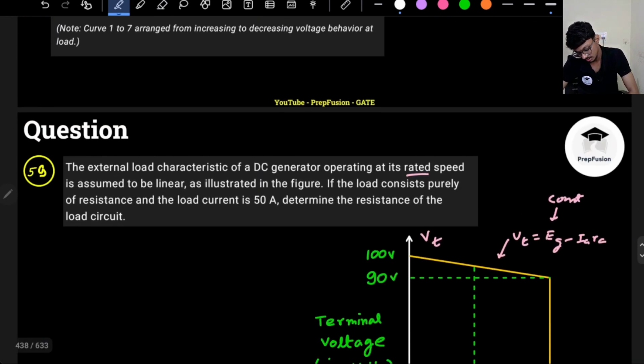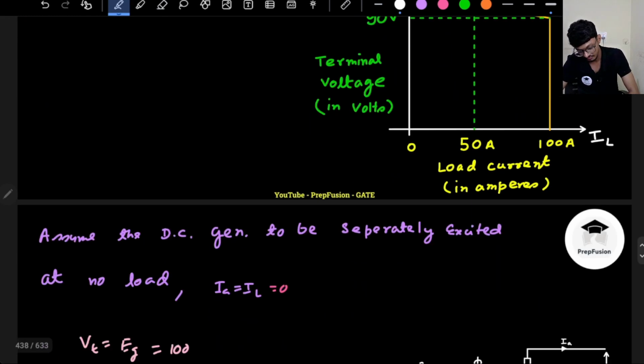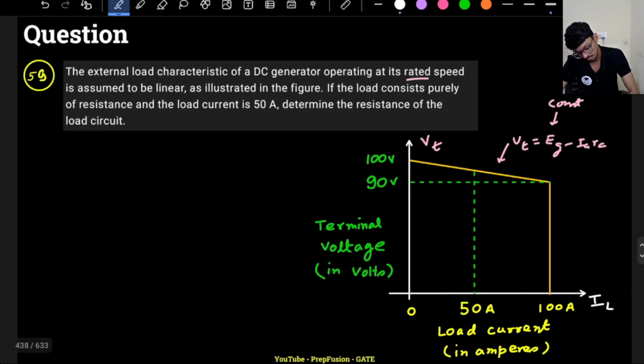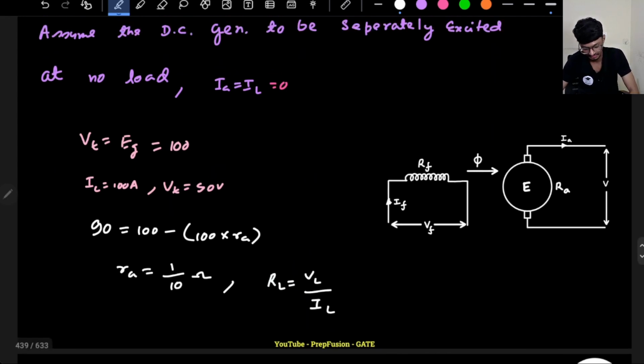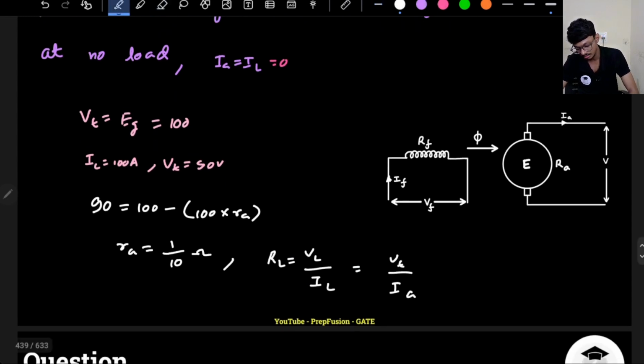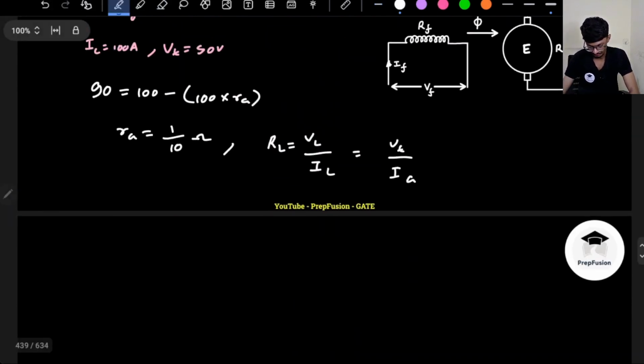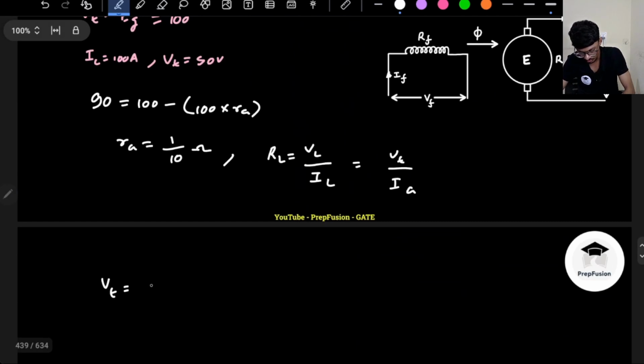Now what are they asking? They are asking what is the load resistance, if the load is taking a current of 50 amperes. How do I find out the load resistance? Load resistance RL will be the voltage across the load, because it is a purely resistive load. It will be VL upon IL. So I have to find out VL. VL is Vt, and IL is Ia. So I have to find out the terminal voltage and the armature current. What will be the terminal voltage? Vt is equal to Eg minus Ia into Ra, that is 0.1.